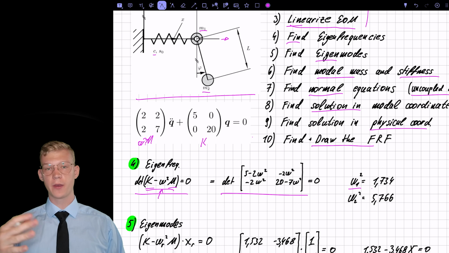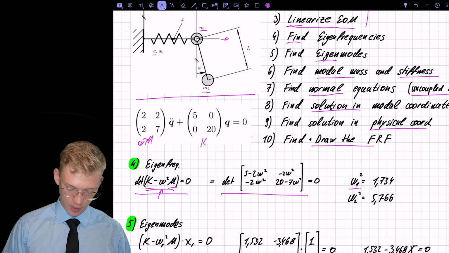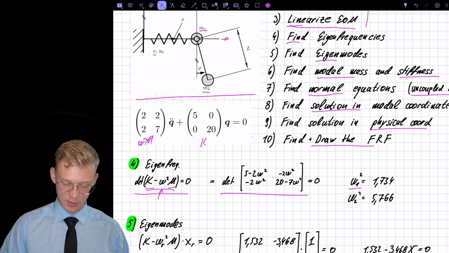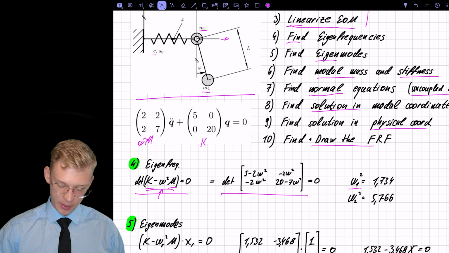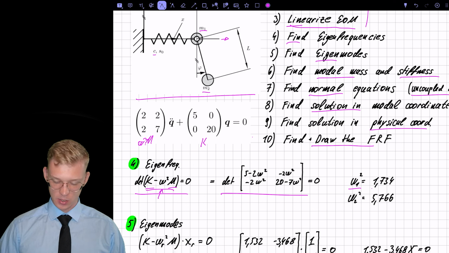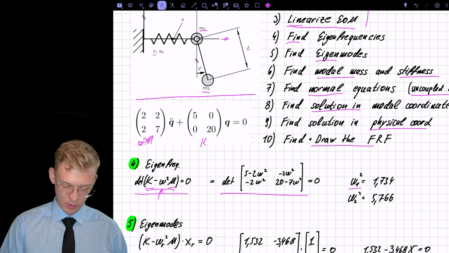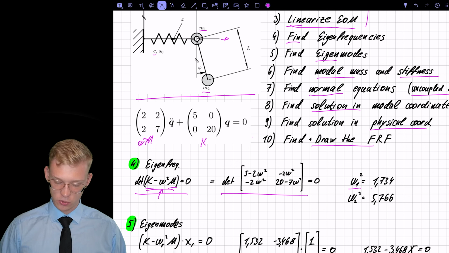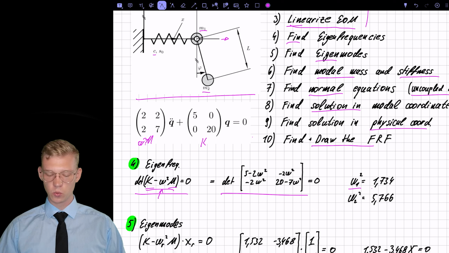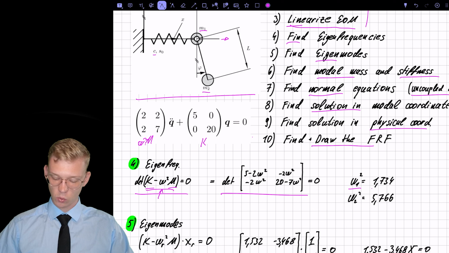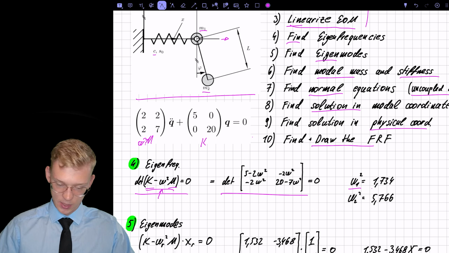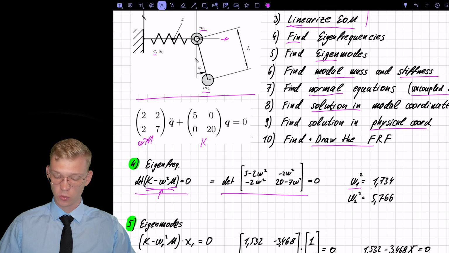And here we have to solve a linear system. So we have our matrix. In this case, we insert one of the eigenfrequencies and find the corresponding eigenmode. So here, if we insert eigenfrequency 1 in this equation, we will get this matrix. And because it's linearly dependent, we can't solve for all the elements in our eigenmode. So we set one element to 1 and determine the last one.